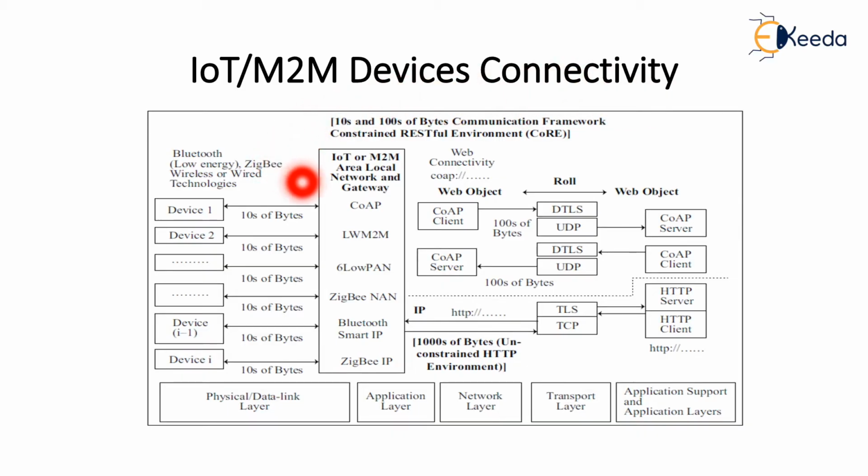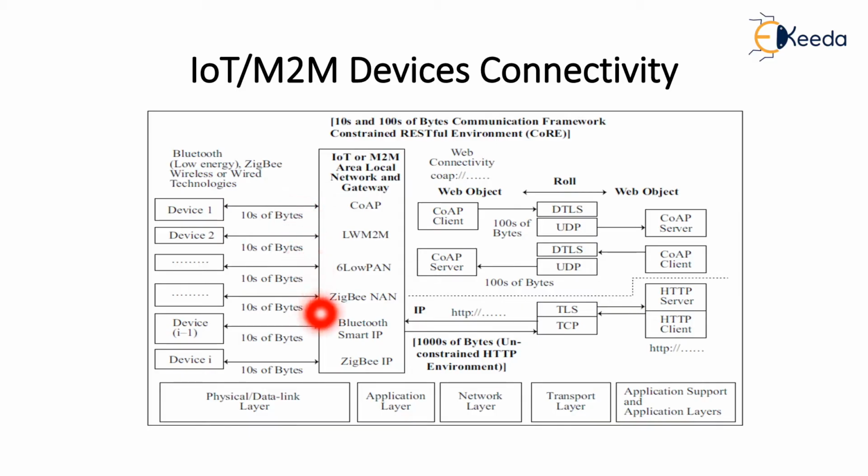So here are the n number of devices, each having tens of bytes. Here are the communication protocols. Here the communication devices use Bluetooth, Zigbee, wired or wireless technologies. So here the physical and data link layer is the first layer, and then the tens and hundreds of bytes of the communication framework are a constrained RESTful environment. This is an example of a constrained RESTful environment.